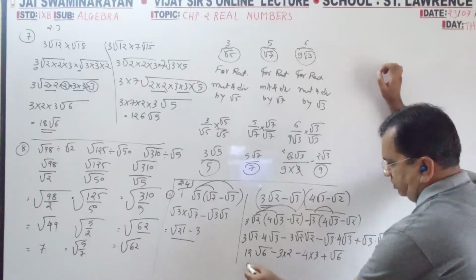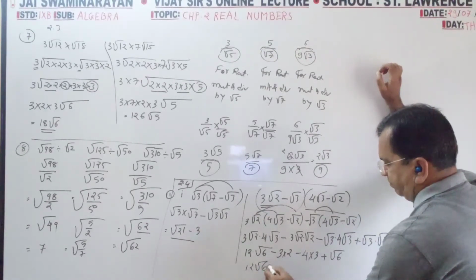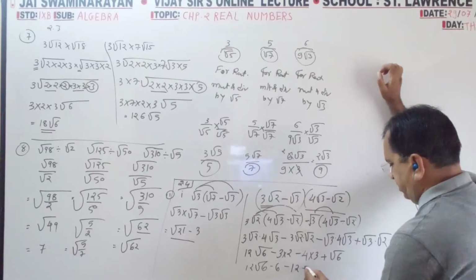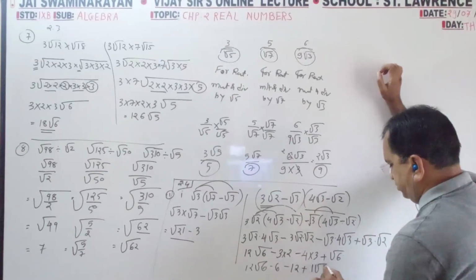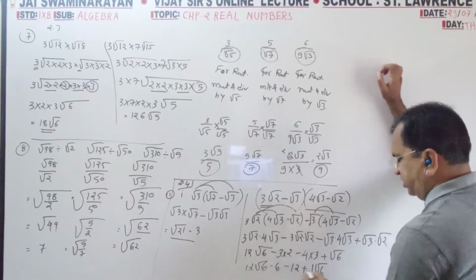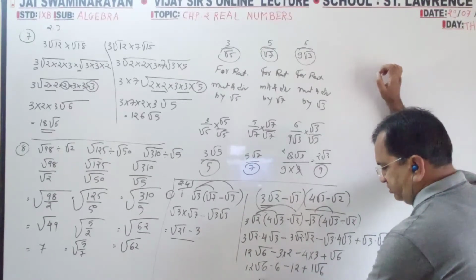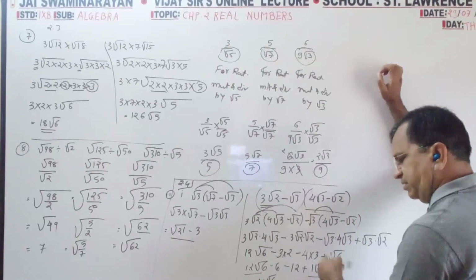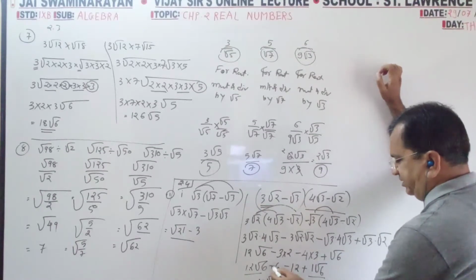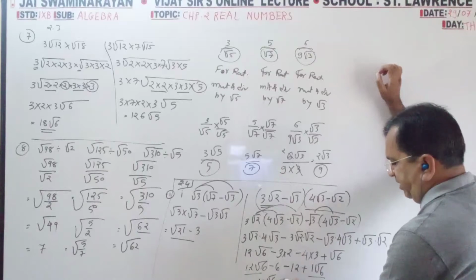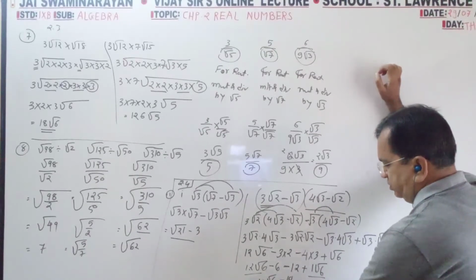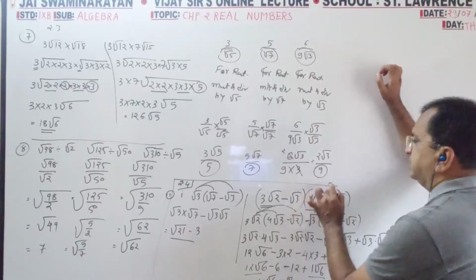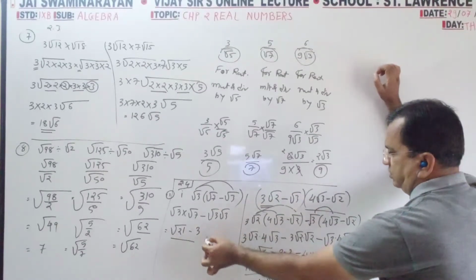Correct? 12 root 6 minus 6 minus 12 plus 1 root 6, you can write 12 root 6 plus 1 root 6 means 13 root 6. 12x plus x means 13x, like that. Minus 6 minus 12 is minus 18. So this is the last answer. Okay, this is also the last answer.